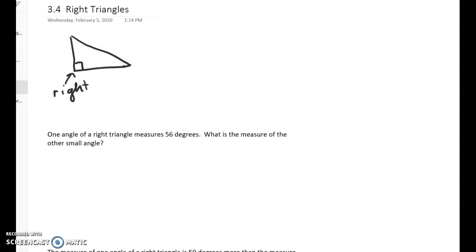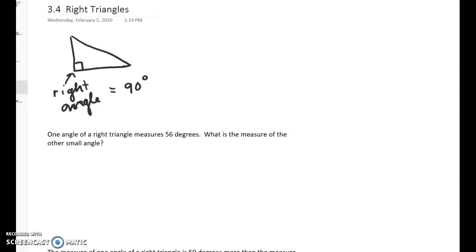Right triangles are very special. But a right angle is equal to 90 degrees. Okay. So if you're trying to find the angles in a triangle and it's a right triangle, you already know one of the angles. Since all three have to add up to 180, the other two angles have to add up to 90. Okay, so one angle of a right triangle measures 56 degrees. What's the measure of the other small angle?